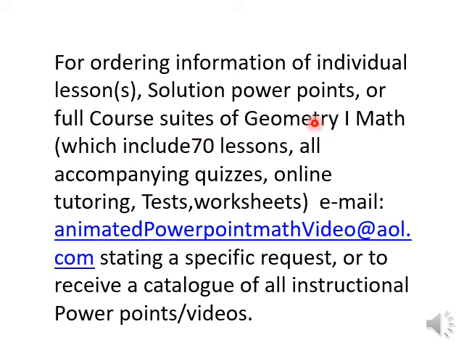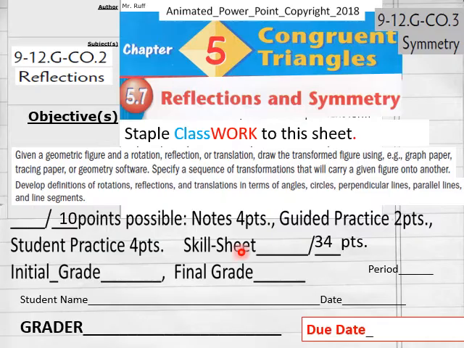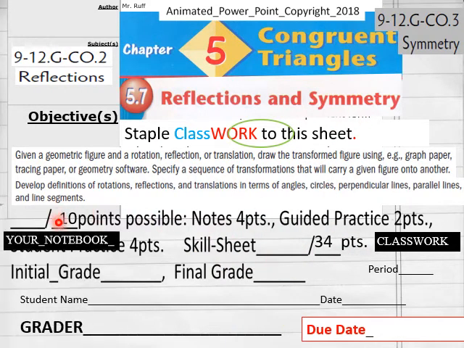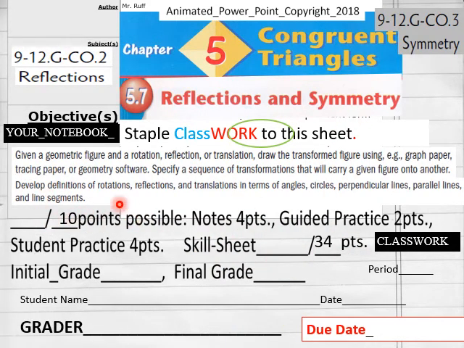Hello everybody, we're getting ready to do lesson 5.7 of Geometry 1 Math Part 1. And 5.7, Reflections and Symmetry. We have a 34-point skill sheet and a 10-point note-taking guide available at the email. And then here are our standards: symmetry and reflections, and this is a description of the standard.